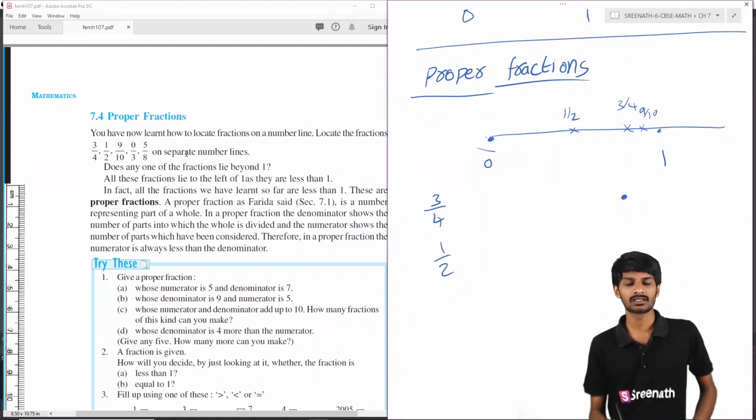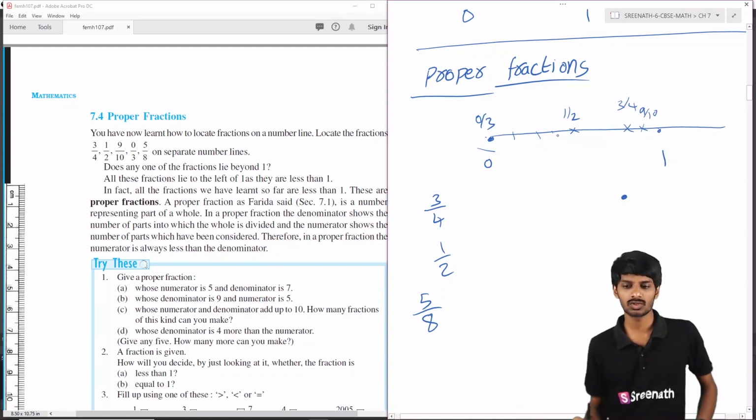Next is 0 by 8: you make the space between them into 8 parts and take nothing, which means it is here. And next is 5 by 8, which means you break the space between 0 and 1 into 8 parts, so 8 parts you have to make, students. So 1, 2, 3 and 4, and so on, like that students.